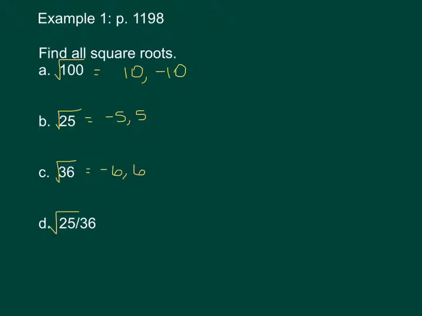And then for D, when you have a fraction, you can rewrite it as the square root of 25 over the square root of 36, and take the square root of each, so that's 5 over 6, and it can also be the negative 5 over 6. So for every perfect square, you have two square roots, the positive and the negative.